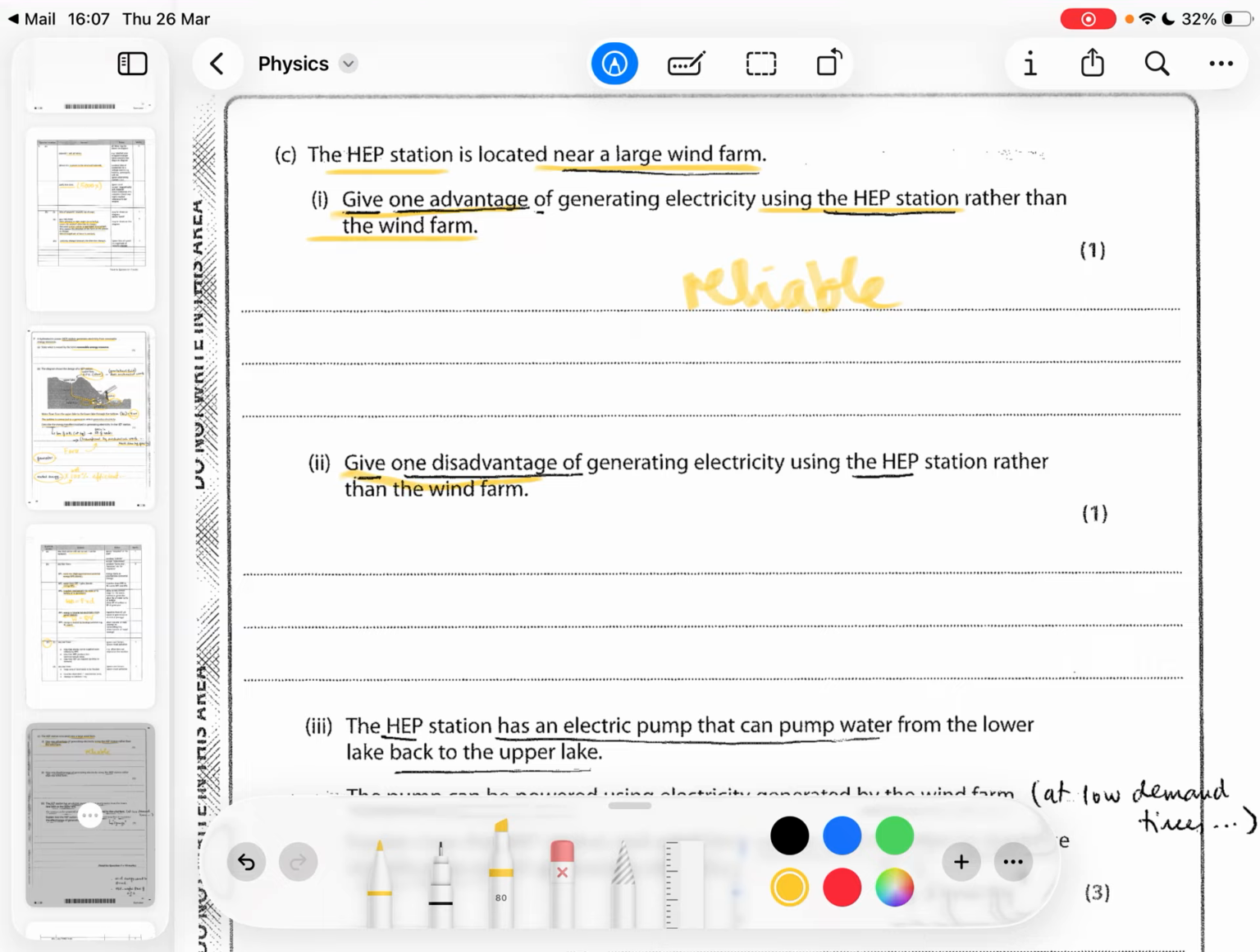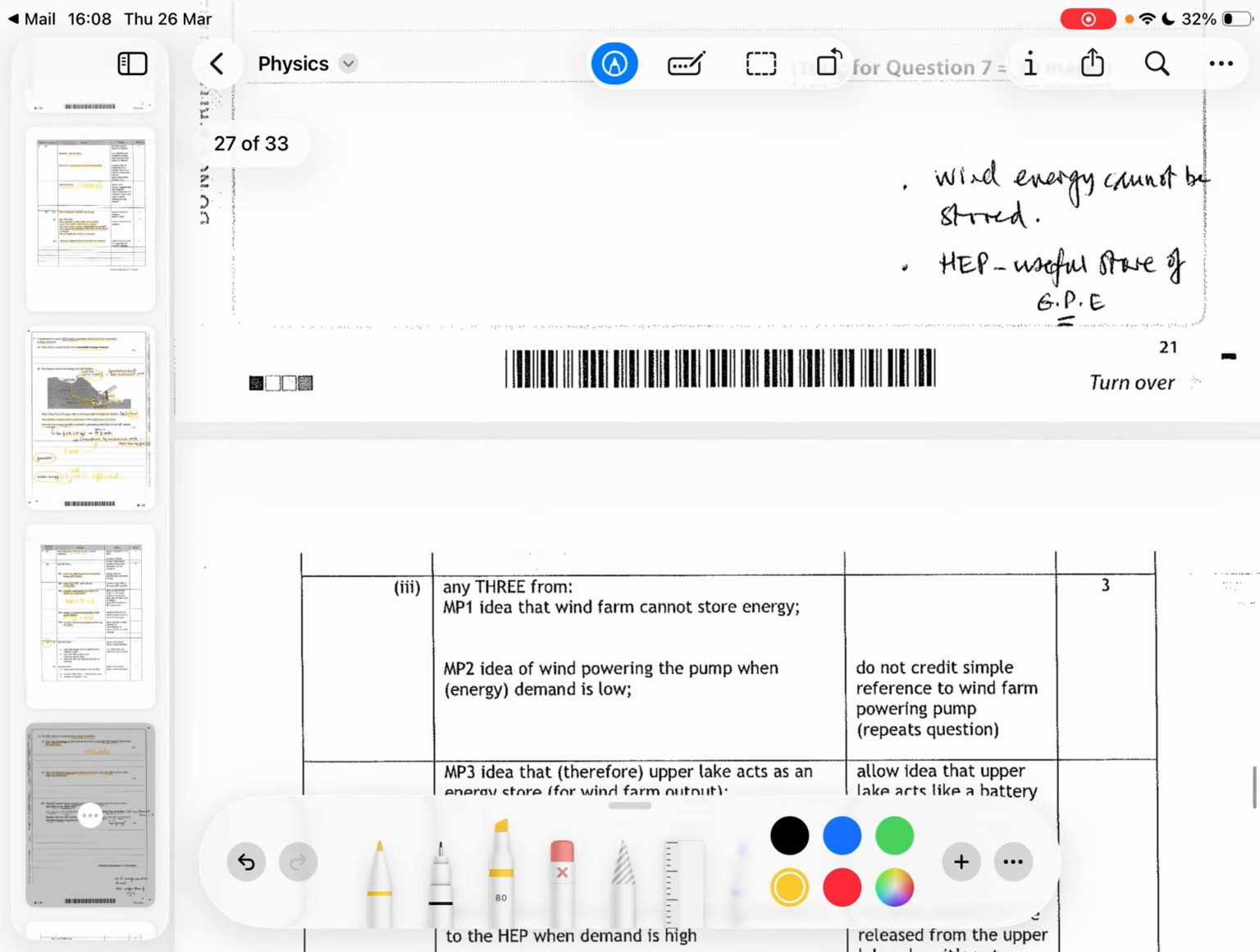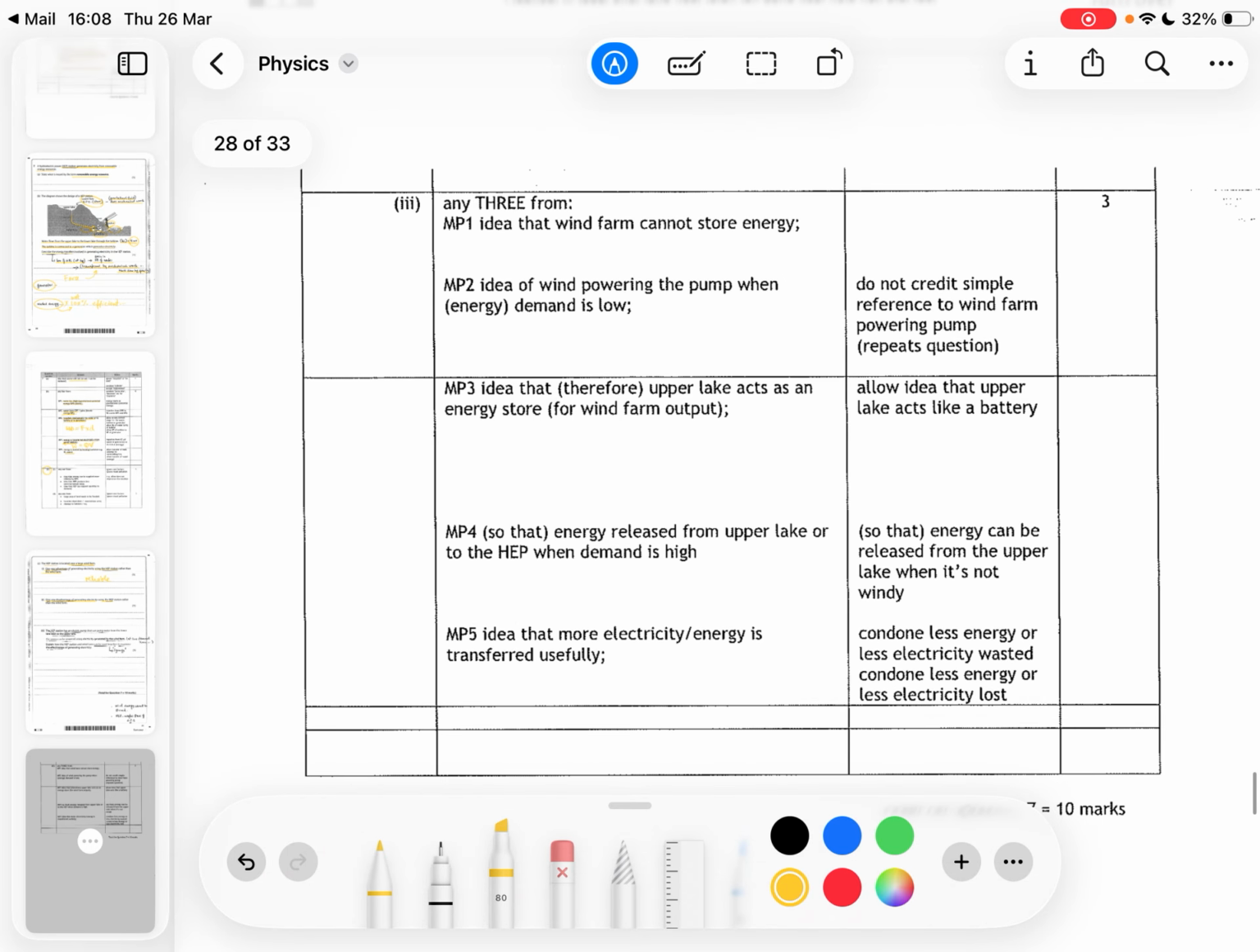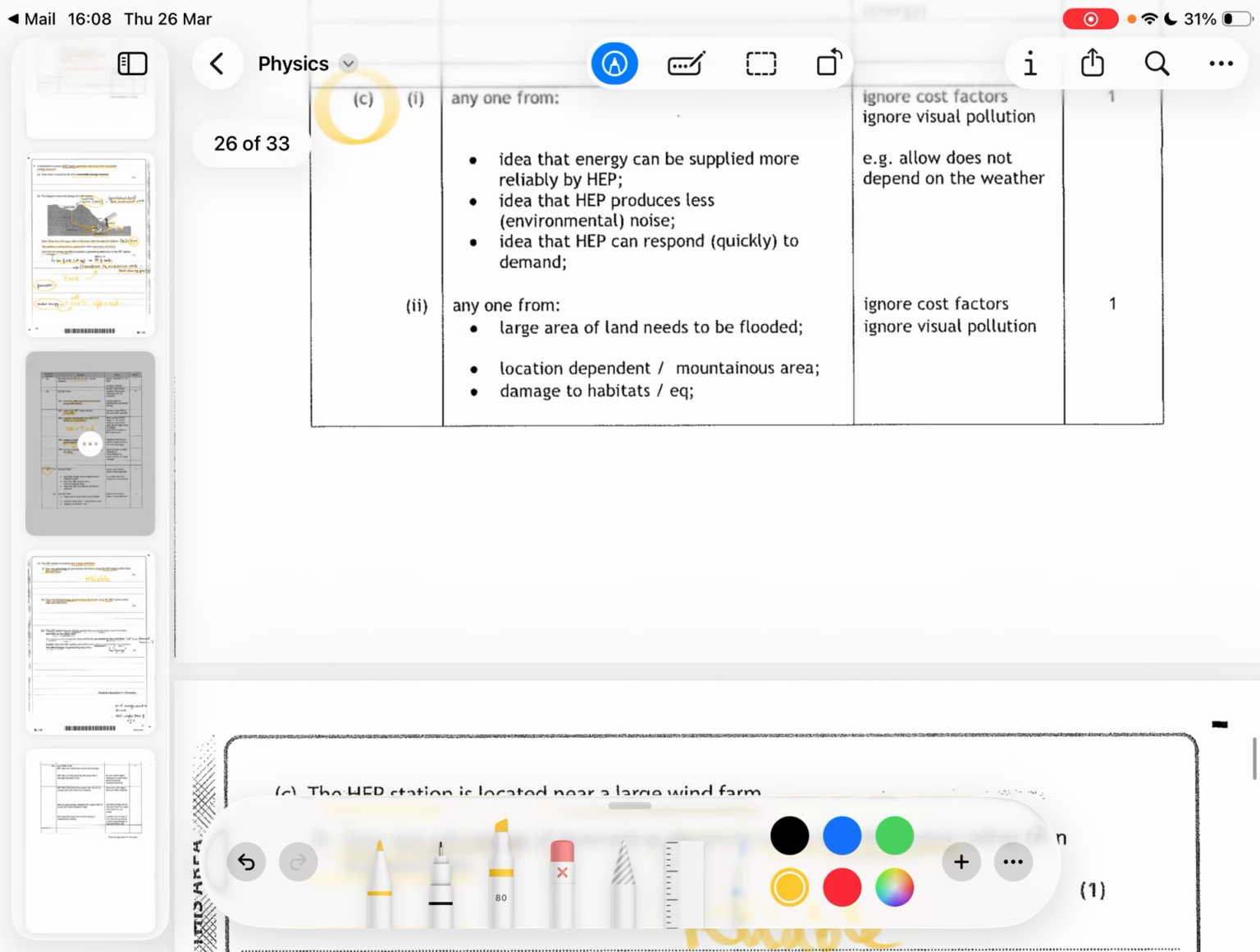And one disadvantage of generating electricity using a hydroelectric power station rather than the wind farm. What are we going to put for that? I don't really know what to put. So any three, it says, oh, it was in the previous one, right? C part 1, C part 2.